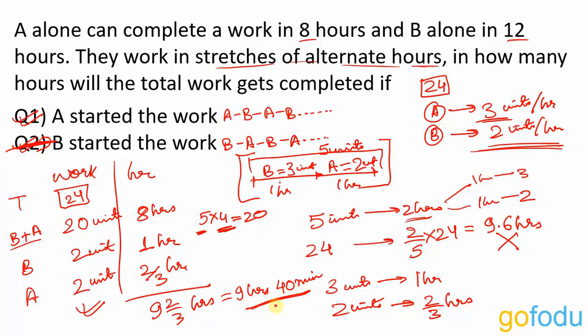There is one more variant of this question. It can be given that B started the work at 9 a.m. and by what time will the work be completed? The answer we got in this case is 9 hours 40 minutes. So we can add this to 9 a.m. and our answer will be 6:40 p.m.